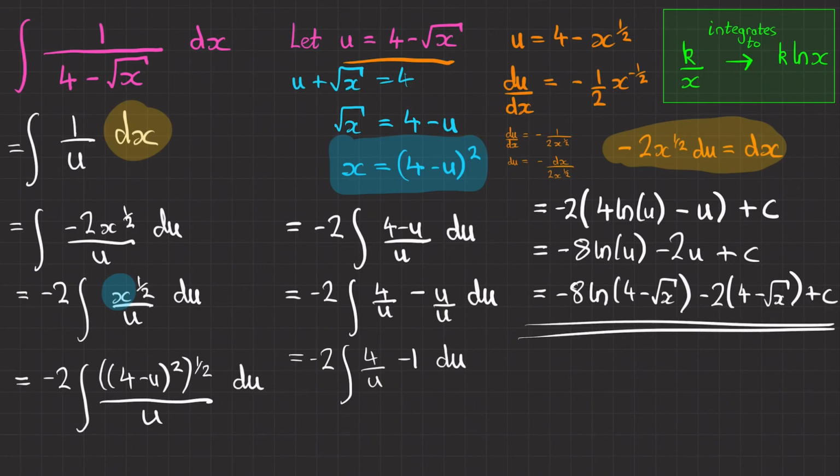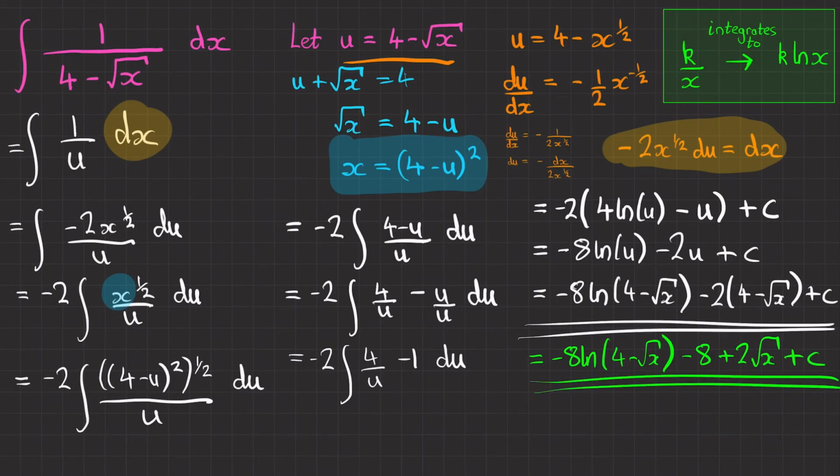And there's your answer. If you really want to, you can expand this a little bit more, so you'll have minus 8 ln (4 minus root x) minus 8 plus 2 root x plus c, and that'll be fine too.